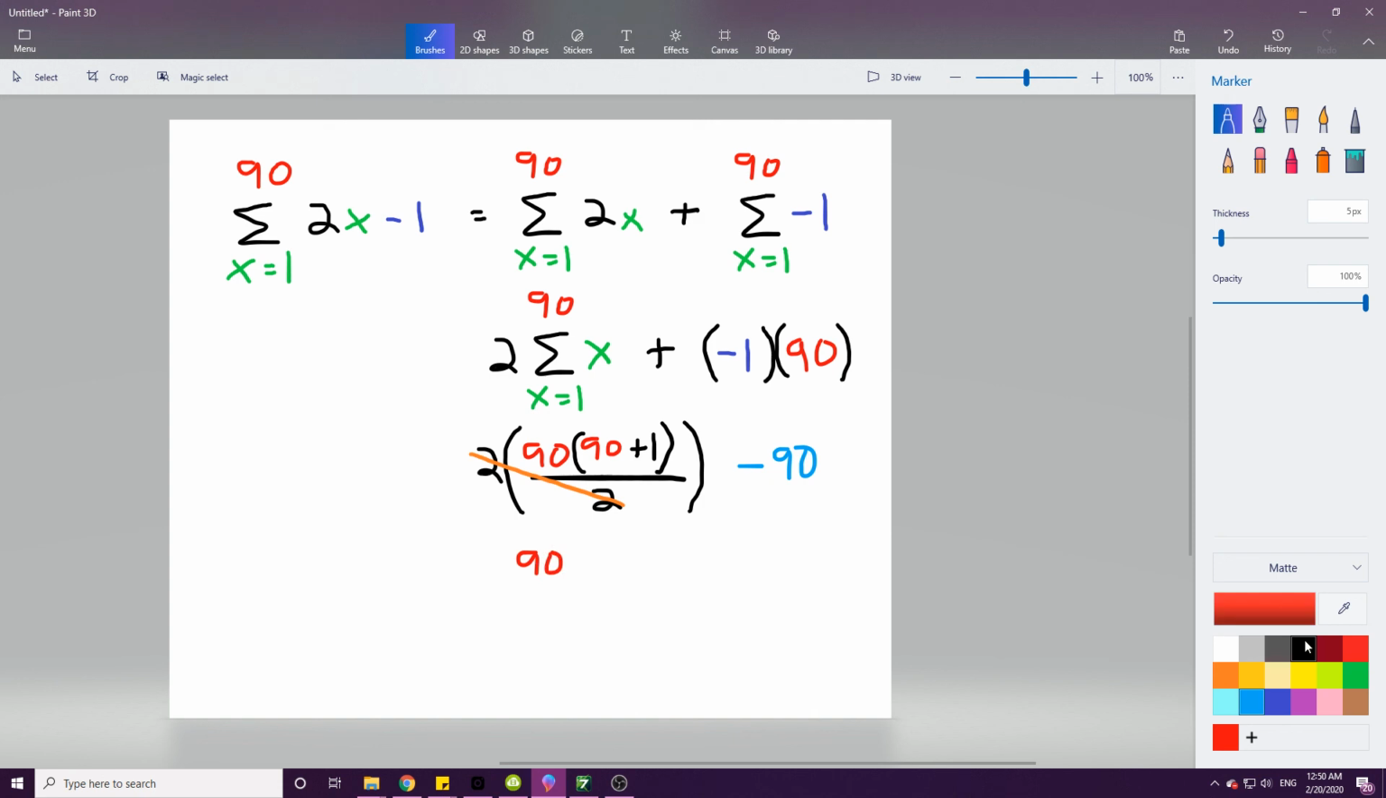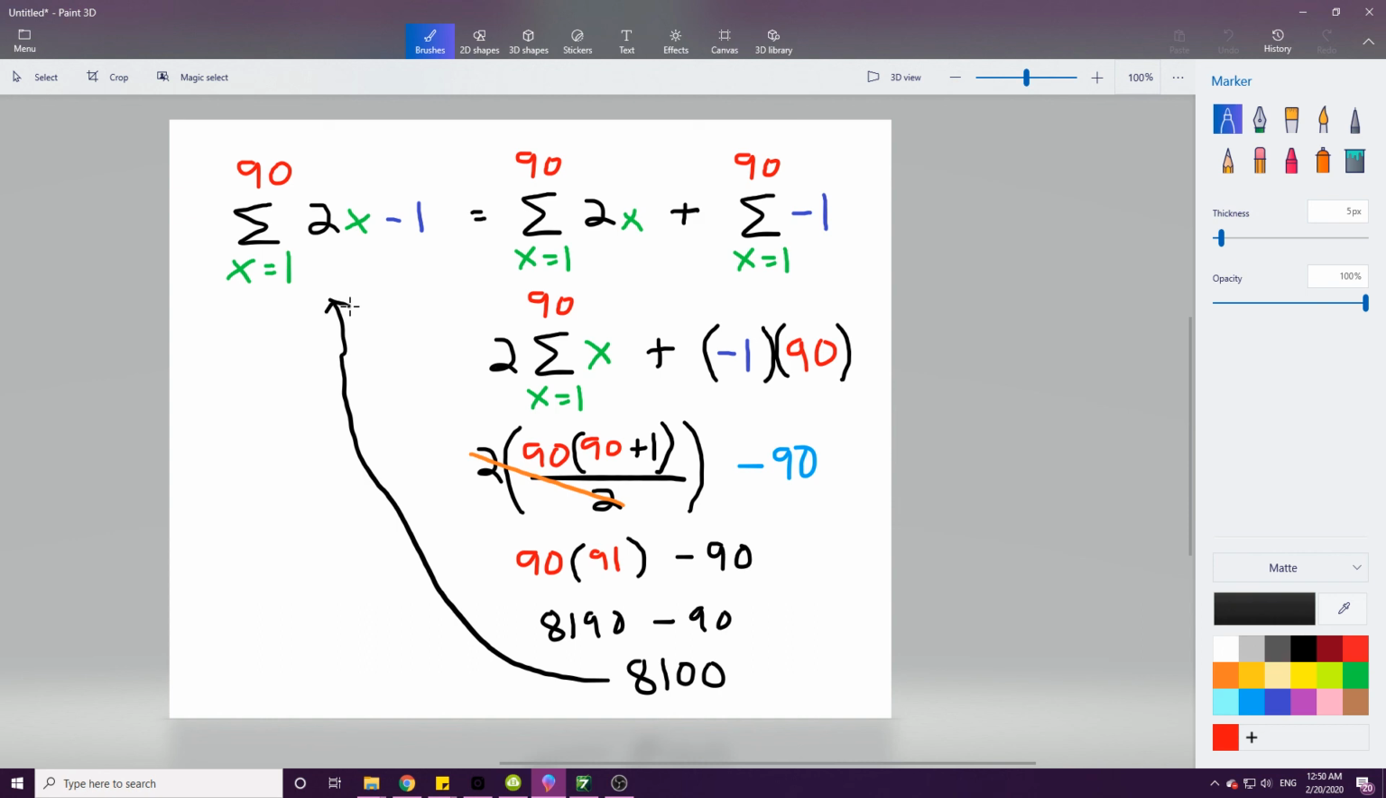90 times 90 plus 1, which is 91, minus 90. 90 times 91 is 8190. Minus 90 equals 8100. And that is equal to this whole thing right here, which is the first 90 odd numbers. So this right here, 8100, is your answer. Boom.